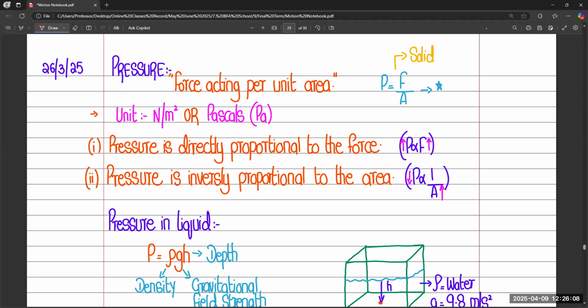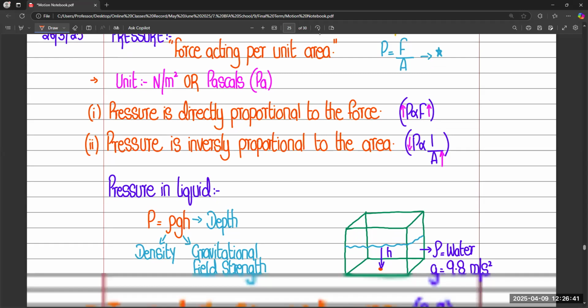According to the formula, pressure is directly proportional to the force. If we increase the force, pressure also increases. And it is inversely proportional to the area of the object. It means if we increase the area of the object, pressure decreases. So according to this idea, we can relate pressure with force and the area of the object. This is the formula for solids: pressure is equal to force upon area.